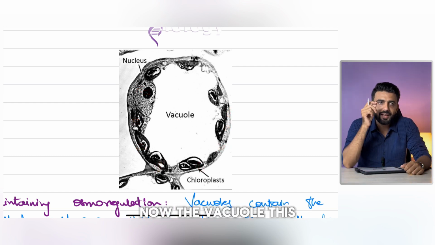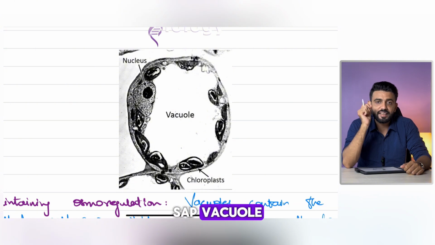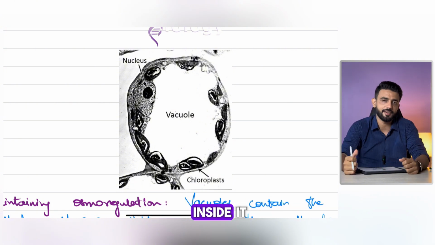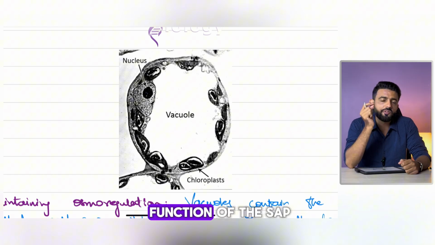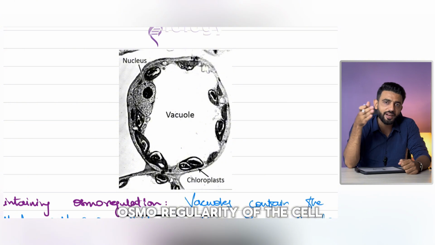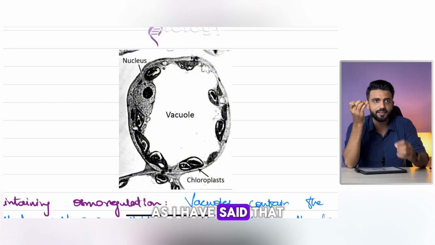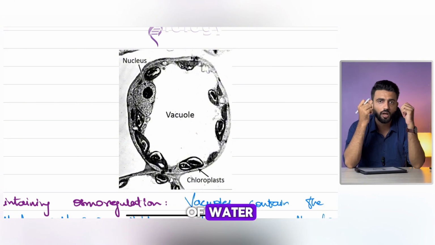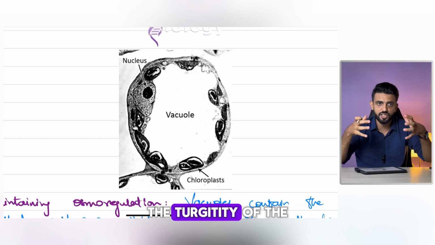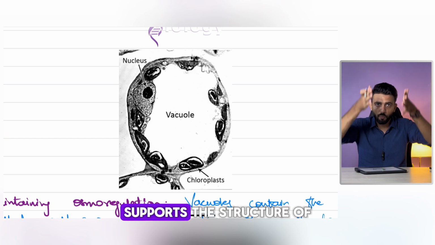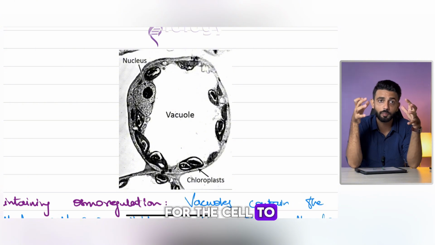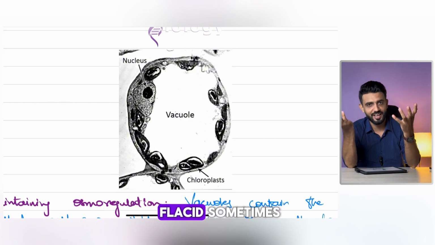Now the vacuole, this is called the permanent sap vacuole. Sap vacuole because it has the sap, a fluid, inside it. And the most important function of the sap vacuole is to maintain the osmoregulation of the cell. As I have said, the losing and gaining of water for the plant is very important, because sometimes the turgidity of the plant cell supports the structure of the entire plant. So it is really important for the cell to become turgid sometimes and to become flaccid sometimes.